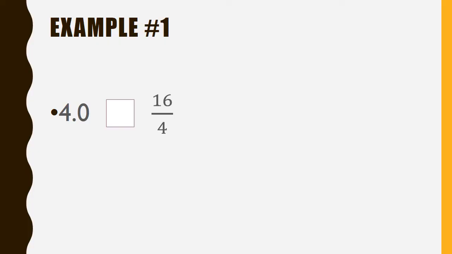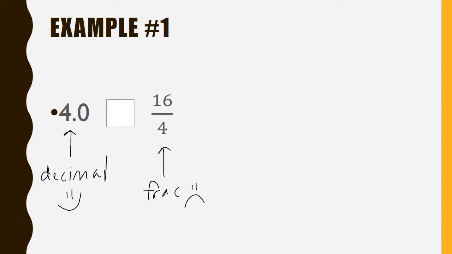All right, so here's our next problem. We're comparing 4.0 with 16 over 4. We're going to follow the same process here. 4.0 is already a decimal, which is what we want, so we don't have to do anything else for that side of the problem. But here we have a fraction. That's not what we want. We're going to have to convert that one.